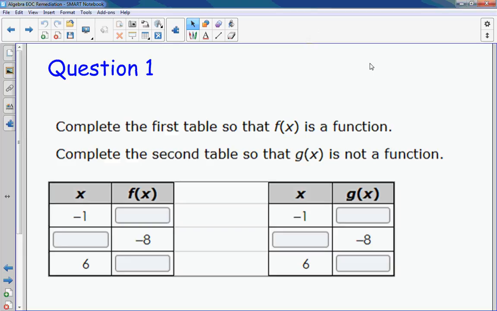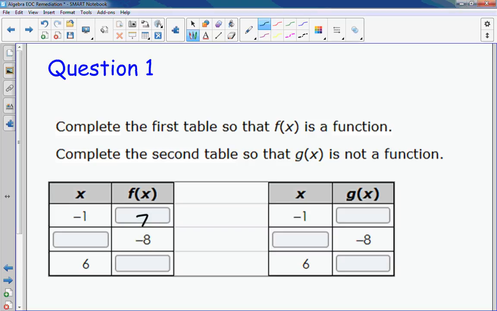Question number 1. Complete the first table so that f of x is a function, and complete the second table so that g of x is not a function. What you need to know is that a function, by definition, means that every single x value has only one y value. So if I look at the table of f of x on the left side, I know that -1 is going to go to, I can make any number that I want, so we'll say 7. The only thing that would make f of x not a function is if I would make this a -1. Because now -1 goes to 7 and -8. So that would be the only incorrect answer that I could make.